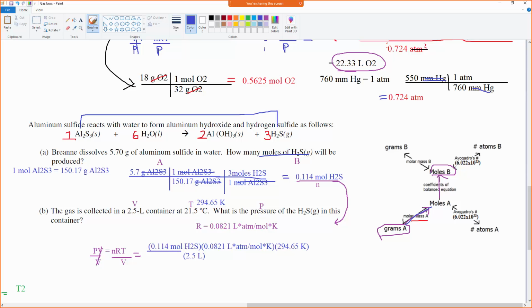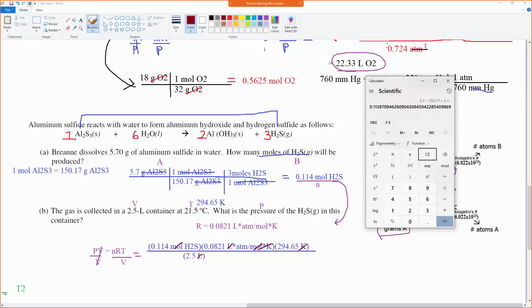And if I do this, liters cancels with liters, moles divided by moles cancels, and Kelvin divided by Kelvin cancels, and I'm left with units of atmosphere. So that should be good. 0.114 times 0.0821 times 294.65 divided by 2.5 gives me, perfect, we're all in agreement, 1.10 atmospheres of pressure.